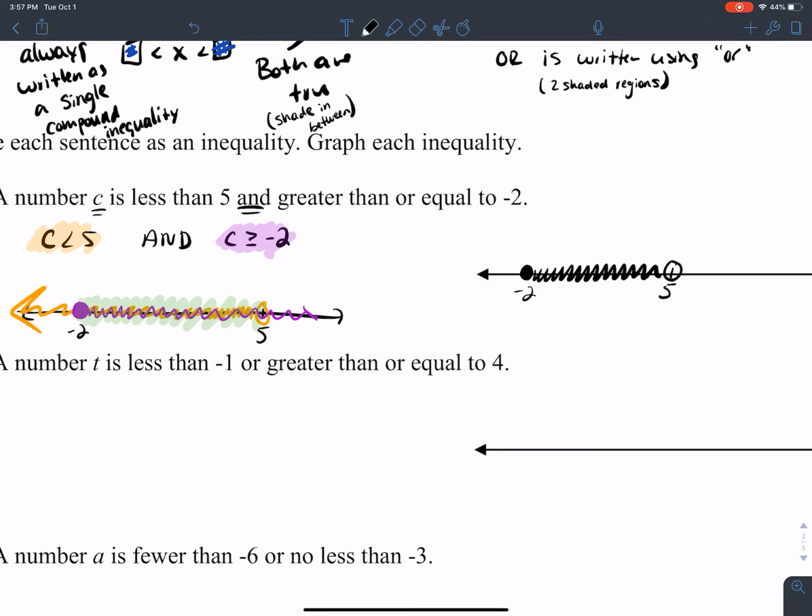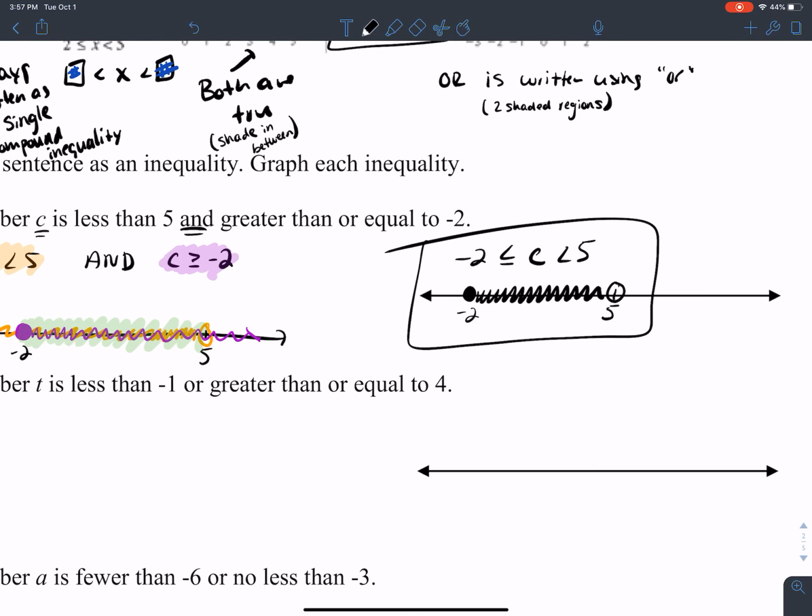And our final inequality, all of our C values are less than 5, and they're also greater than or equal to -2. So this is our final answer. So we're making sure to note things like a single inequality for and, and then we notice that we shade in the middle.